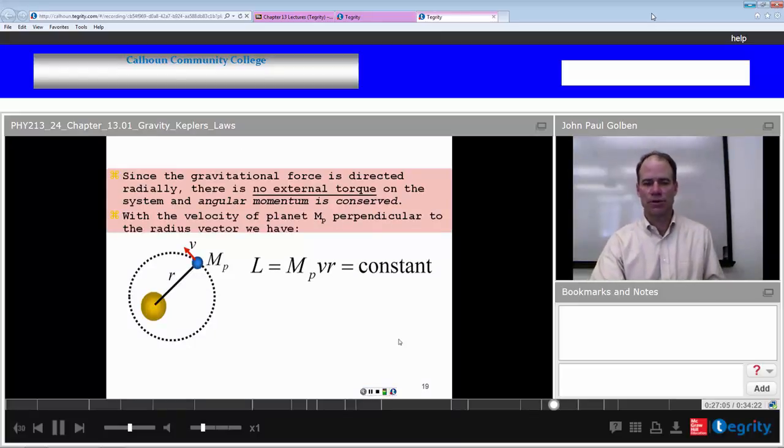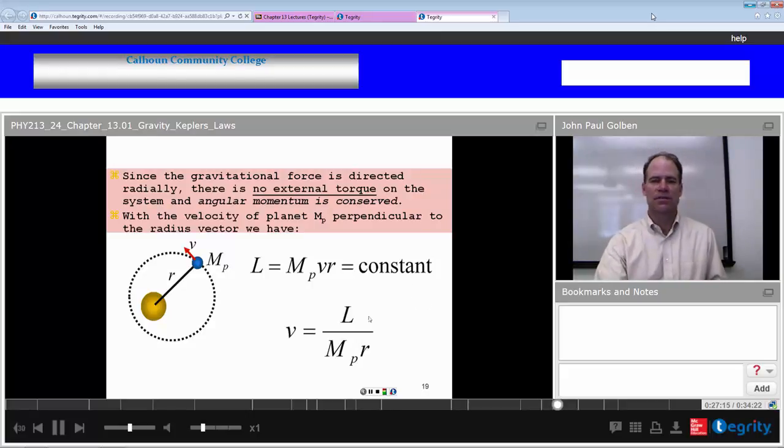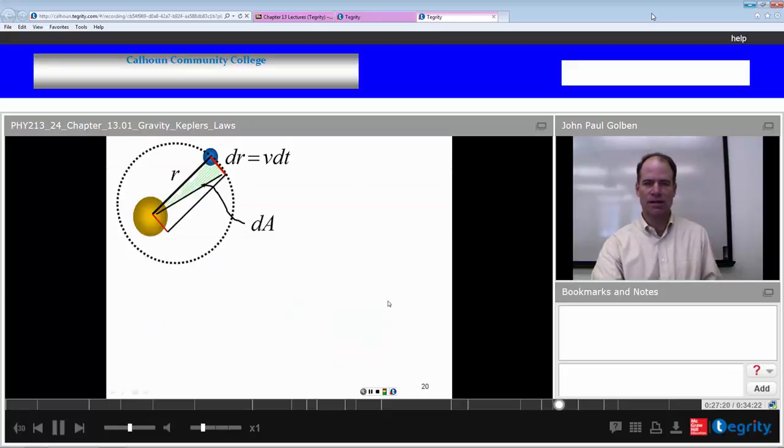Here's a quick proof. I'm not going to spend too much time on this. The angular momentum of a planet going around the sun is a constant. It's the mass times velocity times the radius at any particular point. So the velocity of a planet is equal to the angular momentum divided by the mass of the planet divided by its radius at any particular point.